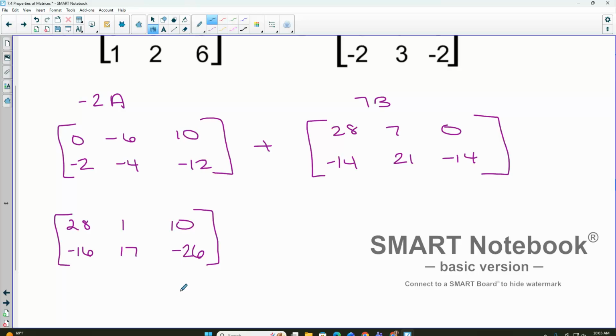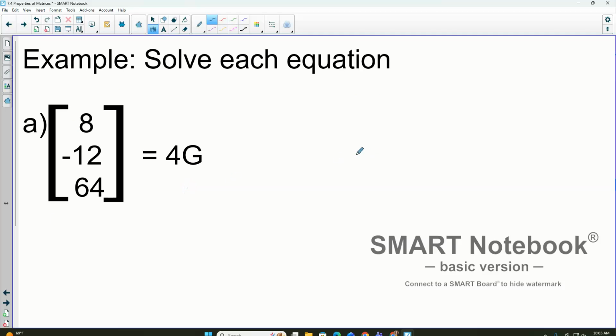All right. So those are the matrix operations we're covering today. The second thing I want to talk about today is solving equations involving matrices. So a lot of times a capital letter is used to stand for a matrix. So if I ask you to solve this equation, what kind of matrix is this one? It's a column matrix. Equals 4G.